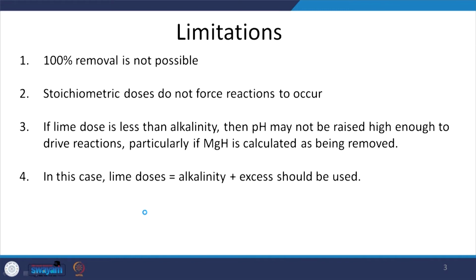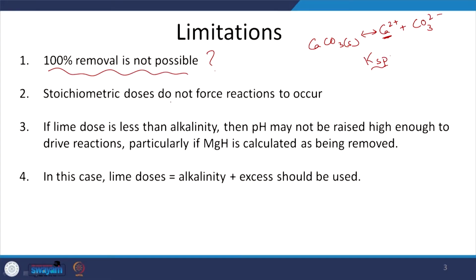So what are the limitations, right? 100% removal is not possible. Why? As we looked at it, the system is in equilibrium. CaCO3, the solid, will always be in equilibrium with some concentration or the other of Ca2+. And we also looked at Ksp, let's say, right? So as you can see, chemically it's not possible, at least with respect to precipitation, to have zero concentration. Something or the other is always going to be in equilibrium with your relevant solid, let's say, at least feasibly.